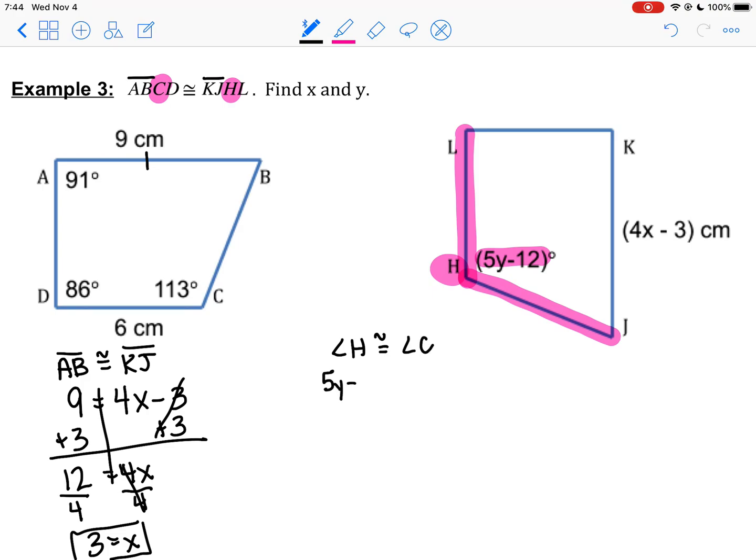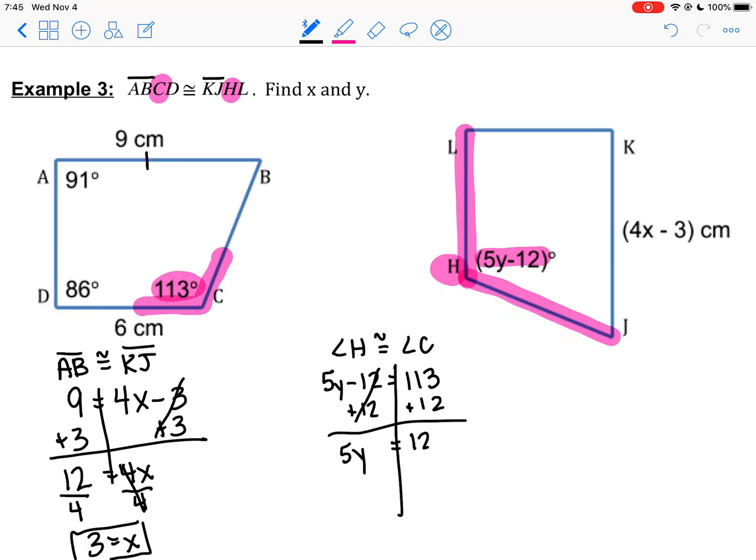So I'm going to say 5y minus 12 equals, and then I'm going to go to this other figure and look at angle C, and it had a measure of 113 degrees. So I set those 2 things equal to each other, and then I can solve to find the value of y. For this equation, the first thing I need to do is to add 12 to both sides. That leaves me with 5y equals 125.